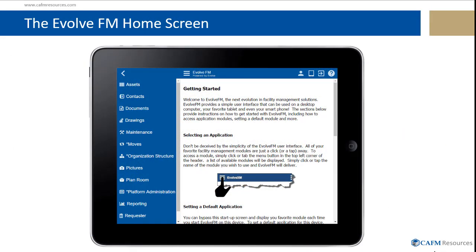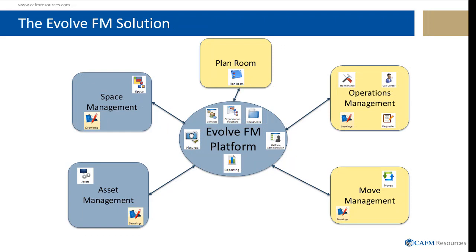All the different actions available to you are presented as menu selections on the Evolve FM homepage, on any device, wherever you are. Evolve FM effectively manages space, assets, operations, moves, and documents in an organized and scalable data structure. The core functionality of Evolve FM includes space management, asset management, and the Evolve FM platform. Plan Room, operations management, and move management are modules you can add if you need this functionality.